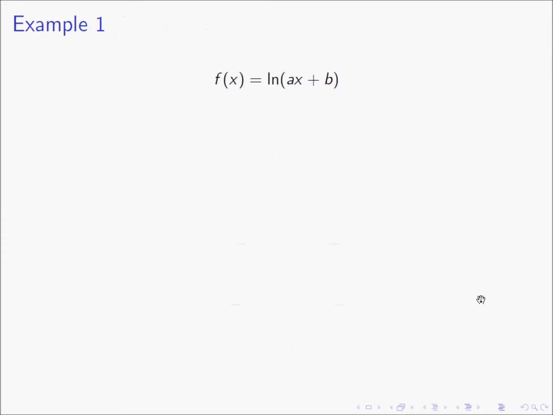So let's do one example here. Here we consider this composite function. We have the natural log of a times x plus b. Here a and b are constants. So here we need to apply the chain rule. This is an exercise in applying the chain rule.